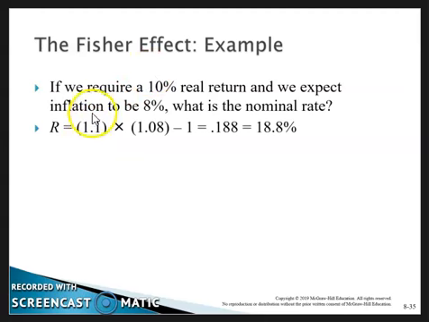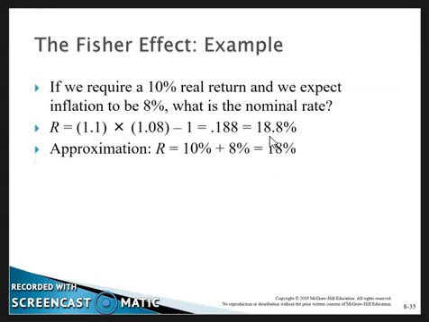precise measure. So it's 1 plus the 0.1, or 1.1, multiplied by 1 plus the expected inflation of 0.08, and minus 1 would give us 0.188, or 18.8%. So we can do the approximation.